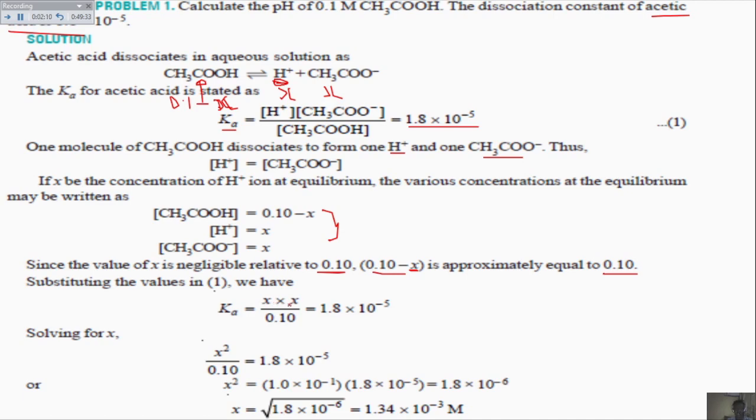Ka equals X times X over 0.1. And we've been given the acid dissociation constant for that particular substance, which is this. When you do that, we will calculate the concentration of hydrogen ion in this particular solution. Why are we doing all this? Because this particular compound is a weak acid, and it ionizes partially in water. After you've determined the hydrogen plus in the solution, then we can now determine the pH.